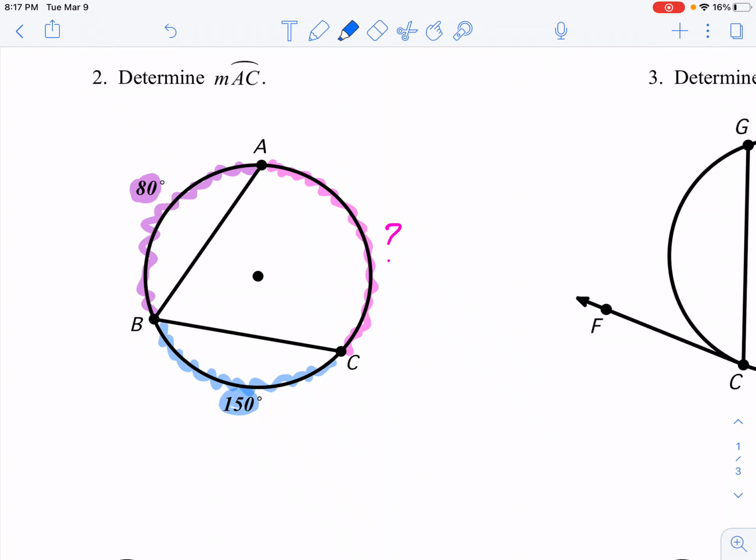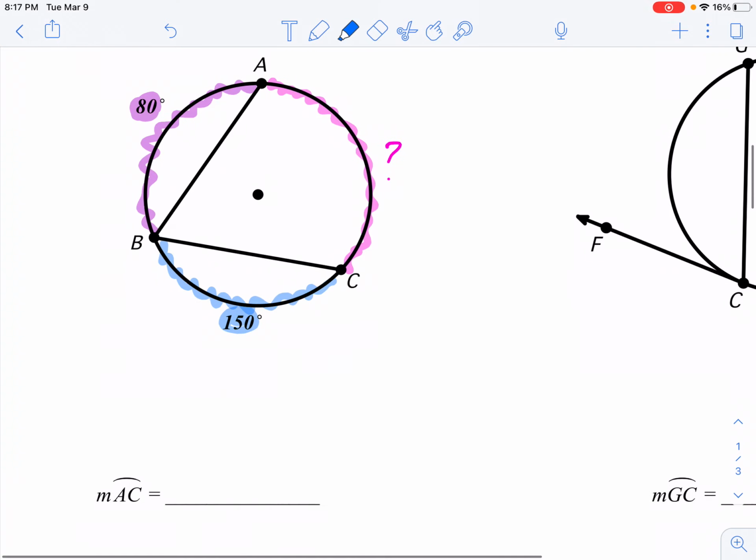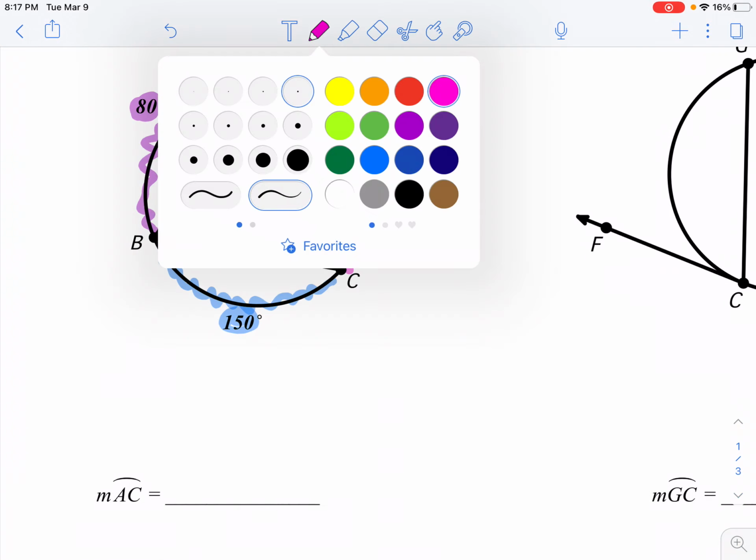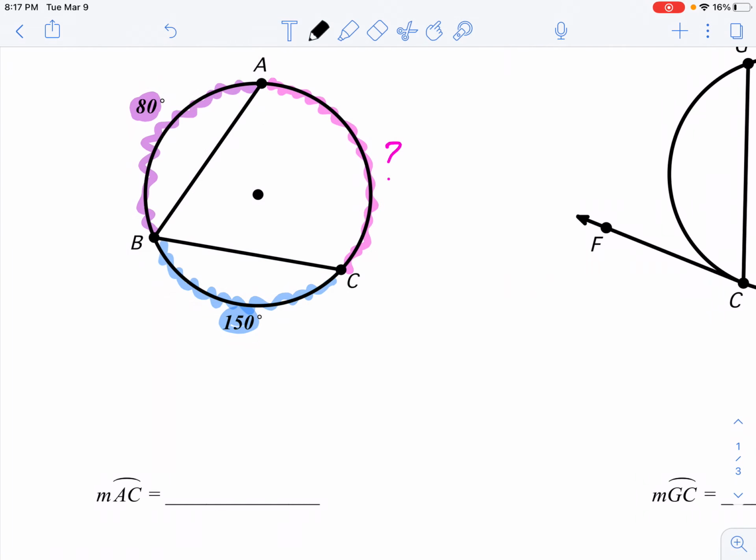All right, so I'm going to ask you guys to pause it for a second, see if you can find the measure of arc AC, and then I'll walk you through it so that you guys can check your work. When we look at this problem, there are 3 parts. There are 3 arcs. So we have part plus part plus part, and that has to equal our whole. When we put these 3 parts together, we make a full circle, so our whole is 360 degrees. We know 2 parts are 80 and 150, plus our third part.